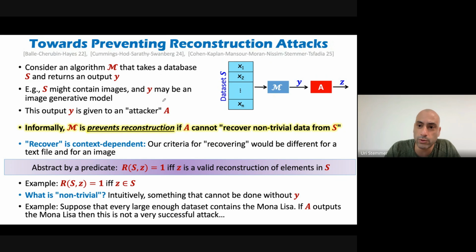Intuitively, we want to say that for the attacker to succeed in its attack, it should recover something that could not be recovered without Y. Here is an example illustrating this. Suppose that the attacker knows that every image dataset, or every large enough image dataset, contains the Mona Lisa, and then the attacker sees Y and says, aha, you had the Mona Lisa in your dataset. Okay, so the attacker is correct. We had the Mona Lisa in our dataset, but that's not a very impressive attack, right? Because the attacker knew this before even seeing the release Y.